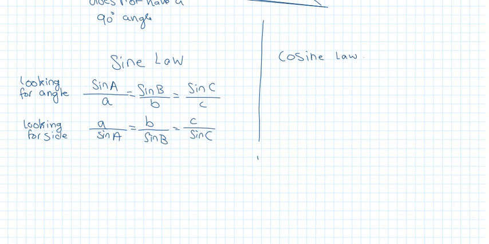So, when do I use sine law? What must I have? Oblique triangle. Oblique triangle, yeah? And what must you have? An angle and its opposite side, or two angles and any side. Okay? So you must have two angles.